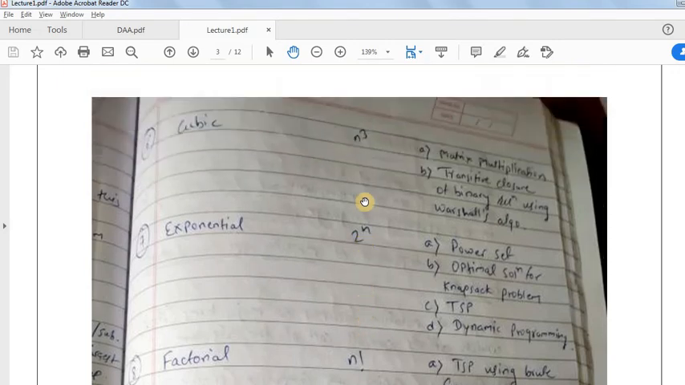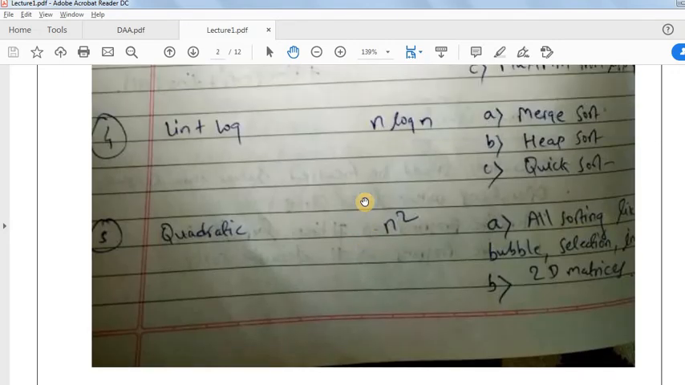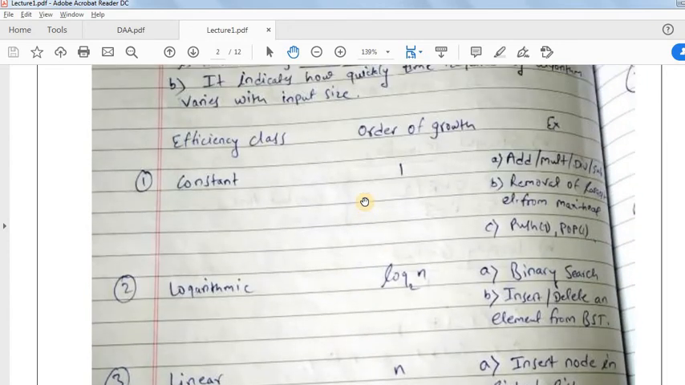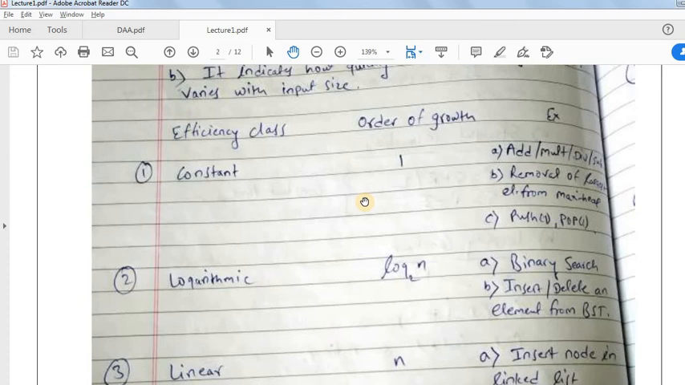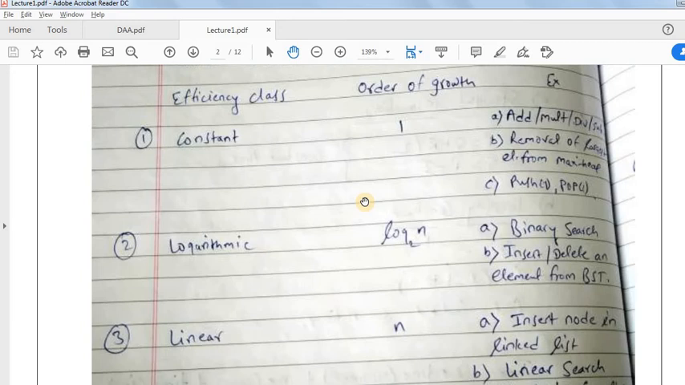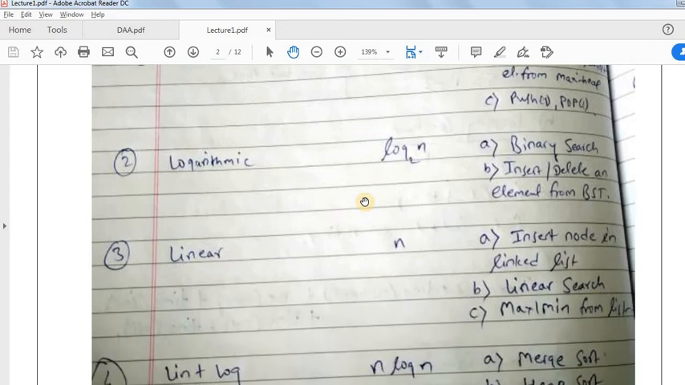Namely, we are starting from constant. It will require 1 or k amount of time. All basic primitive operations will be covered under this. Then comes logarithmic for binary searching or insertion, deletion of an element in a binary search tree. We will require log base 2 n.